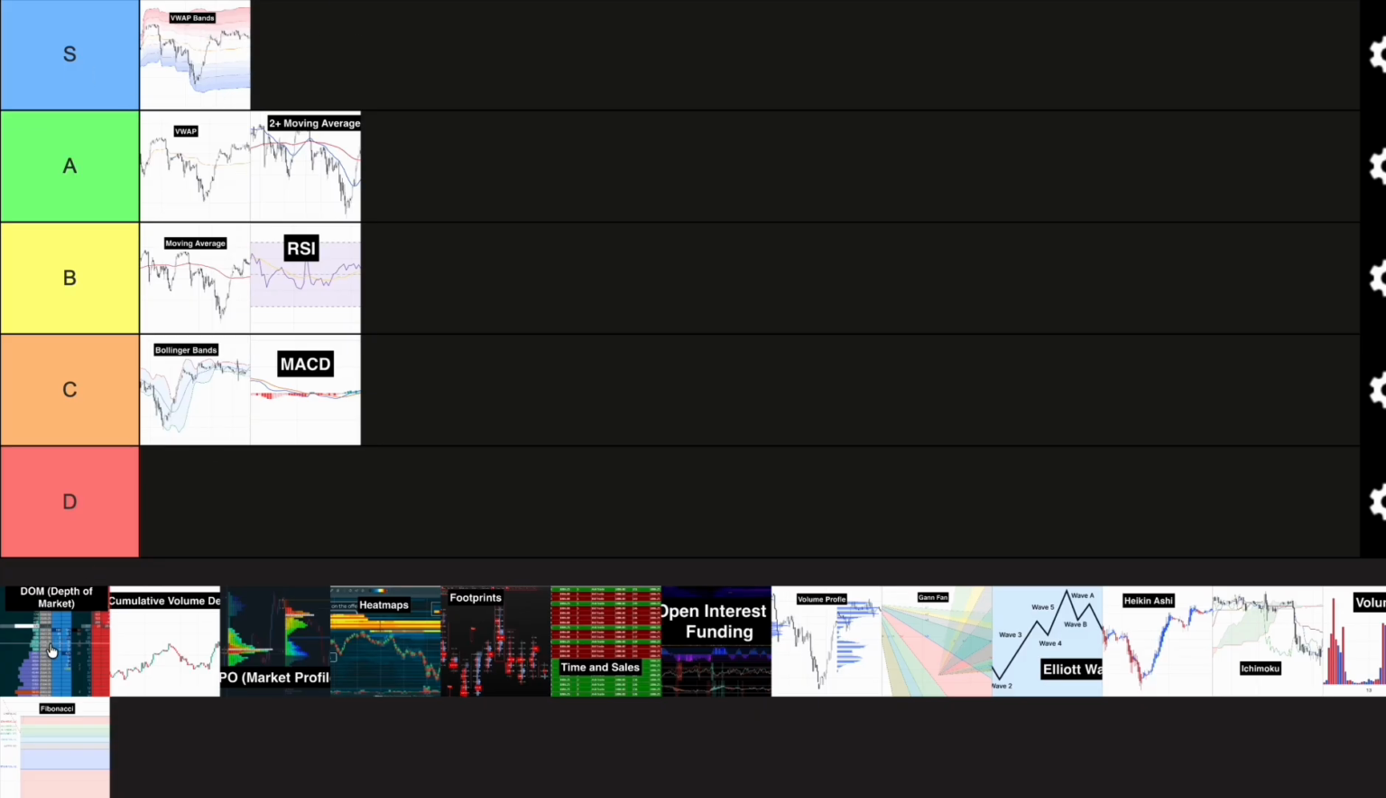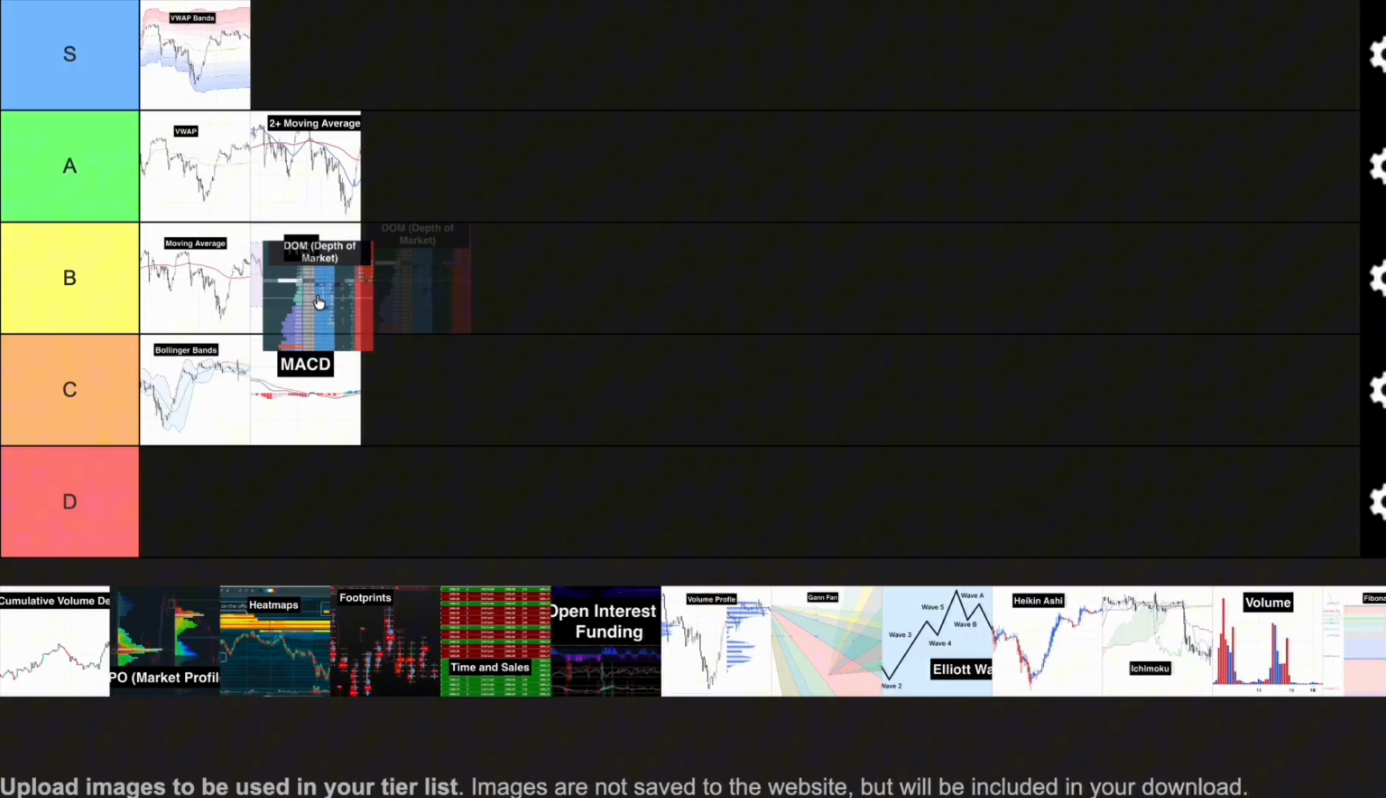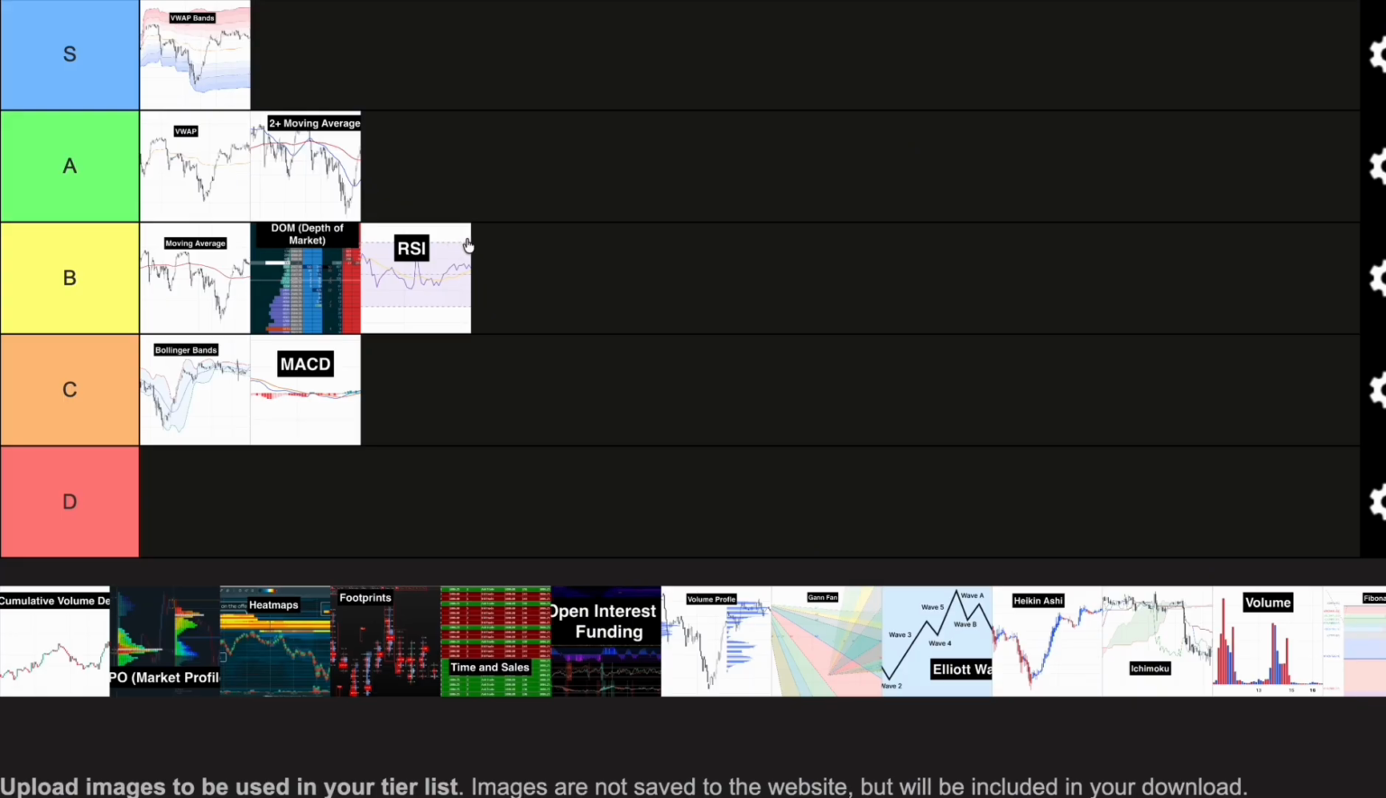And then next one is depth of market, DOM, the ladder. I would put this in a B, just before RSI. So this is not useful for swing traders or higher time frame traders at all. This is purely for scalpers. And I feel like I've used it before. I feel like it's a good indicator. I'm not a scalper myself, so for me it's not that useful.